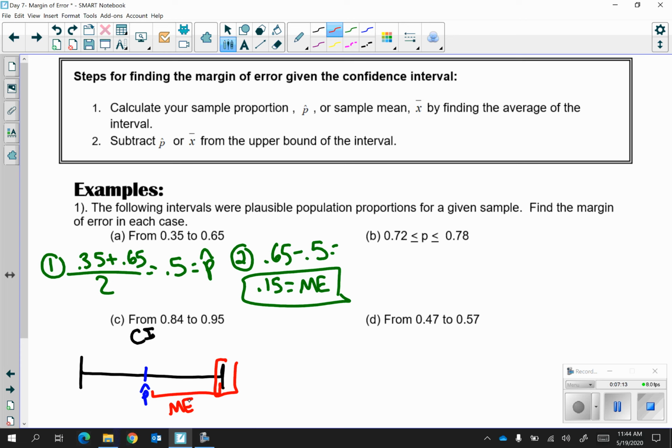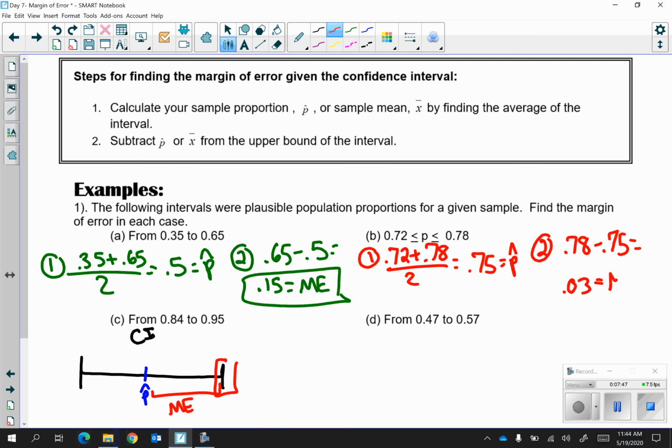Let's try another example. I'm going to find the average first. And when I do that, I'm going to get that my sample proportion is 0.75. From there, I'm going to take my upper bound of the confidence interval, and I'm going to subtract my sample proportion that I just found. And I should be getting that my answer is 0.03 as my margin of error.